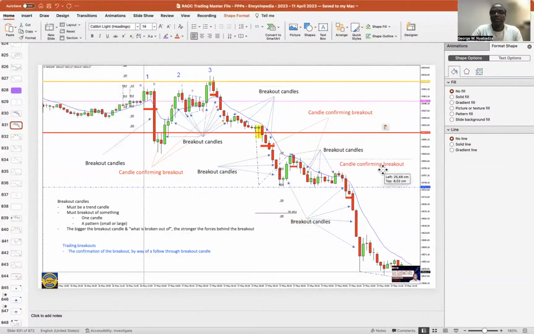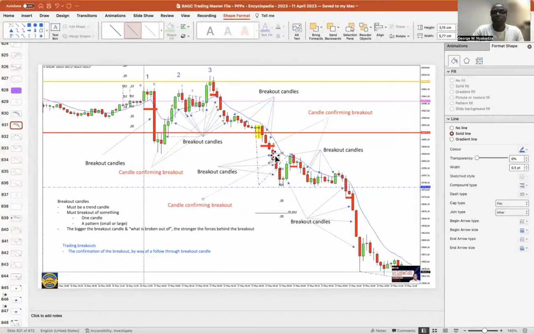Let's do it this side and let's have a look. Have we done this side? Let's do it here. Okay, breakout candle. Okay, so that was confirming, that is confirming that, so that is confirming the breakout. Breakout confirmation, breakout. So all of these are confirming the earlier breakout. So now we are in a trend, successive confirmation. We are now in a trend.